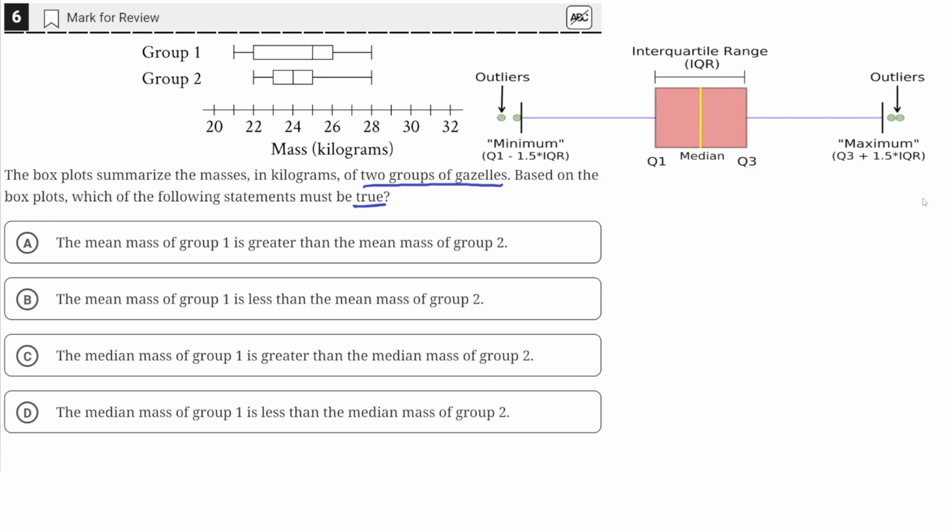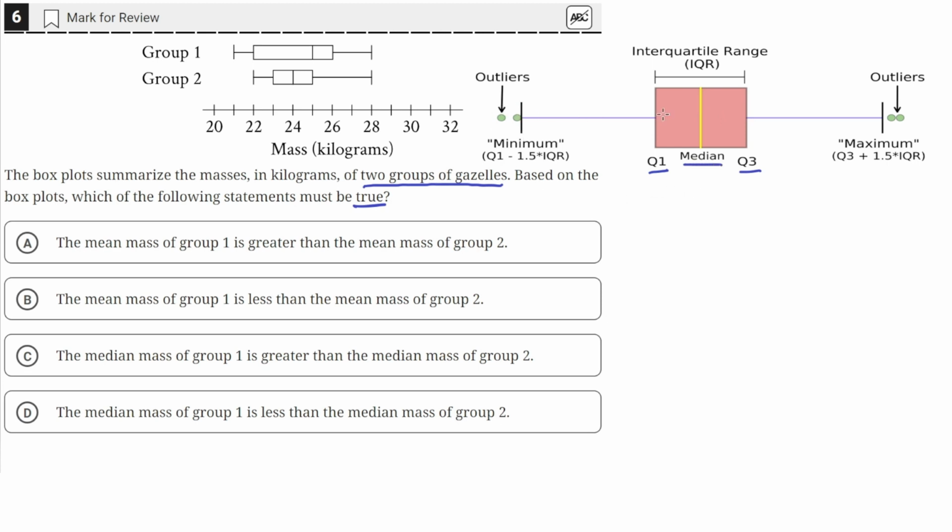So here's a little diagram of how box plots work. So here is the box of a box plot. The left edge of the box, this line here, is the first quartile in the data set. And then the other line that is the boundary for the right side of the box is the third quartile. And then the line through the middle of the box is the median of the data set.